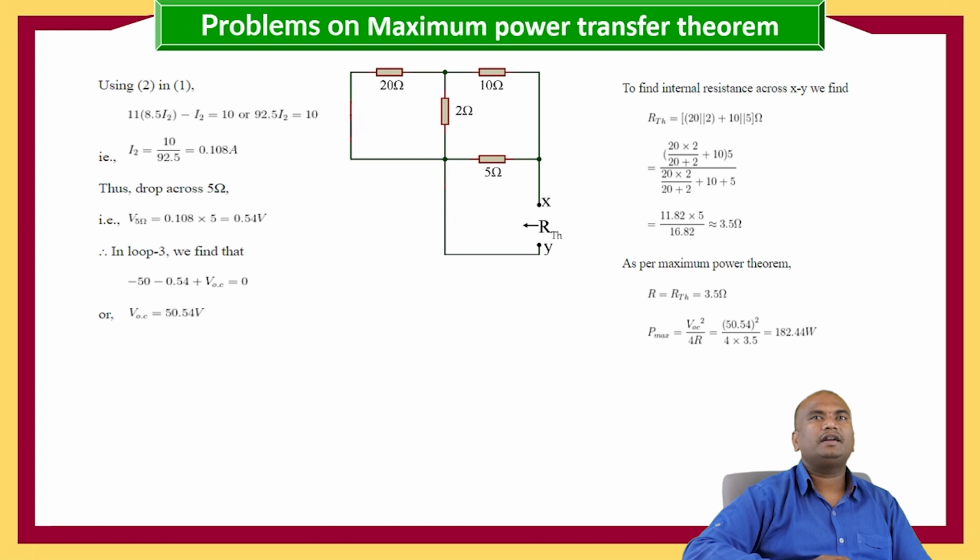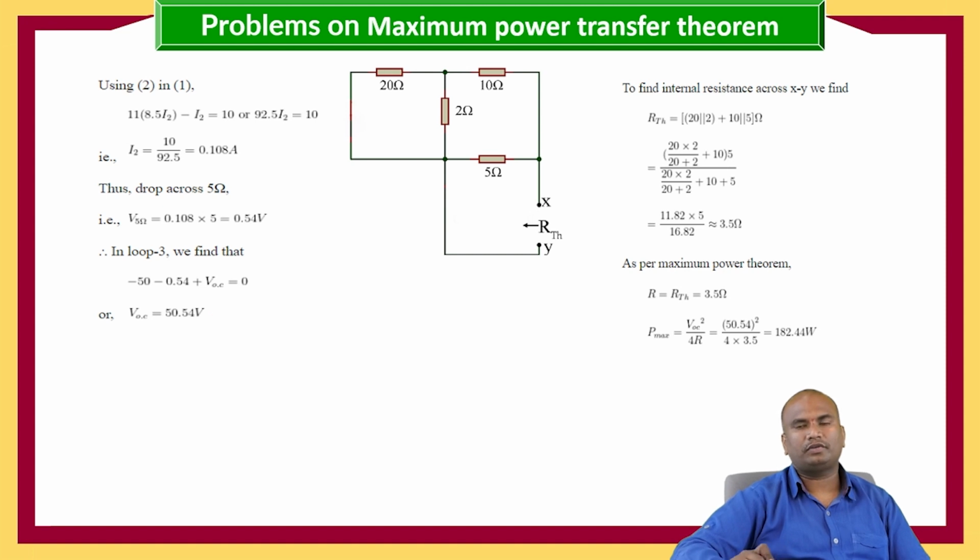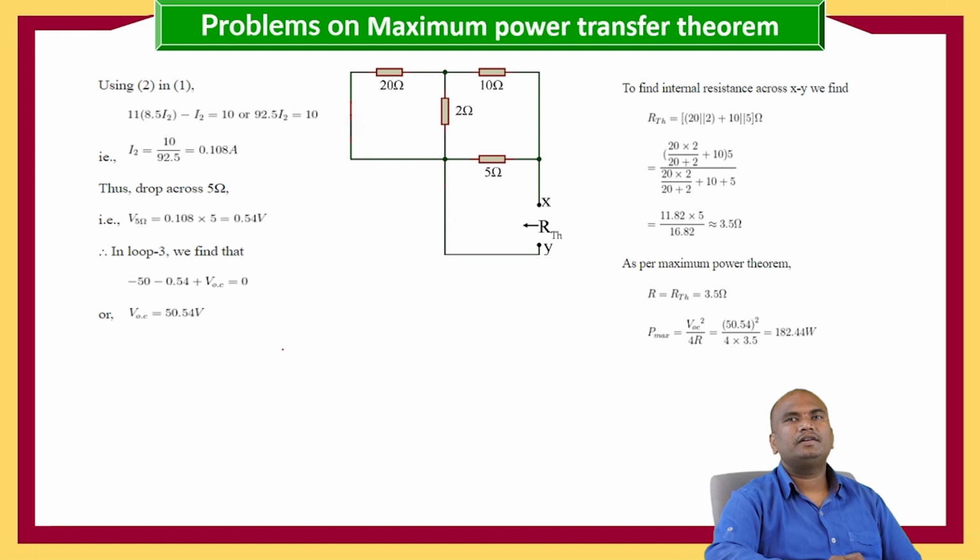Now we need to calculate what is the voltage drop across 5 ohms. V 5 ohms is equal to 0.108 into 5, which is equal to 0.54 volts. And in loop 3 we find that minus 50 minus 0.54 plus VOC is equal to 0, where VOC is equal to 50.54. Now this is our VTH.